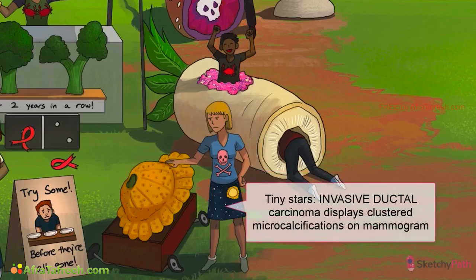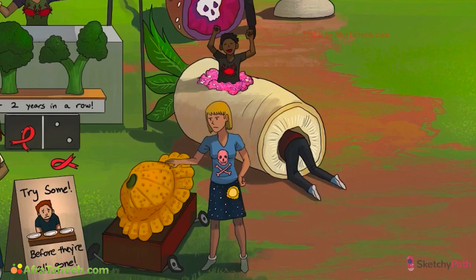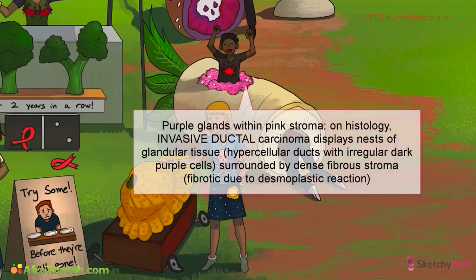See that glandular stuff coming out? On histology, invasive ductal carcinoma can appear as cords and nests of glandular, duct-like cancer cells. Just look for those dark purple, weird-looking hypercellular ducts. There will also be a dense desmoplastic reaction in the surrounding stroma. That's the collagenous pink stuff in between. And that's what makes the mass hard. As with many other types of cancer, the less differentiated the cells look, the more advanced the carcinoma.